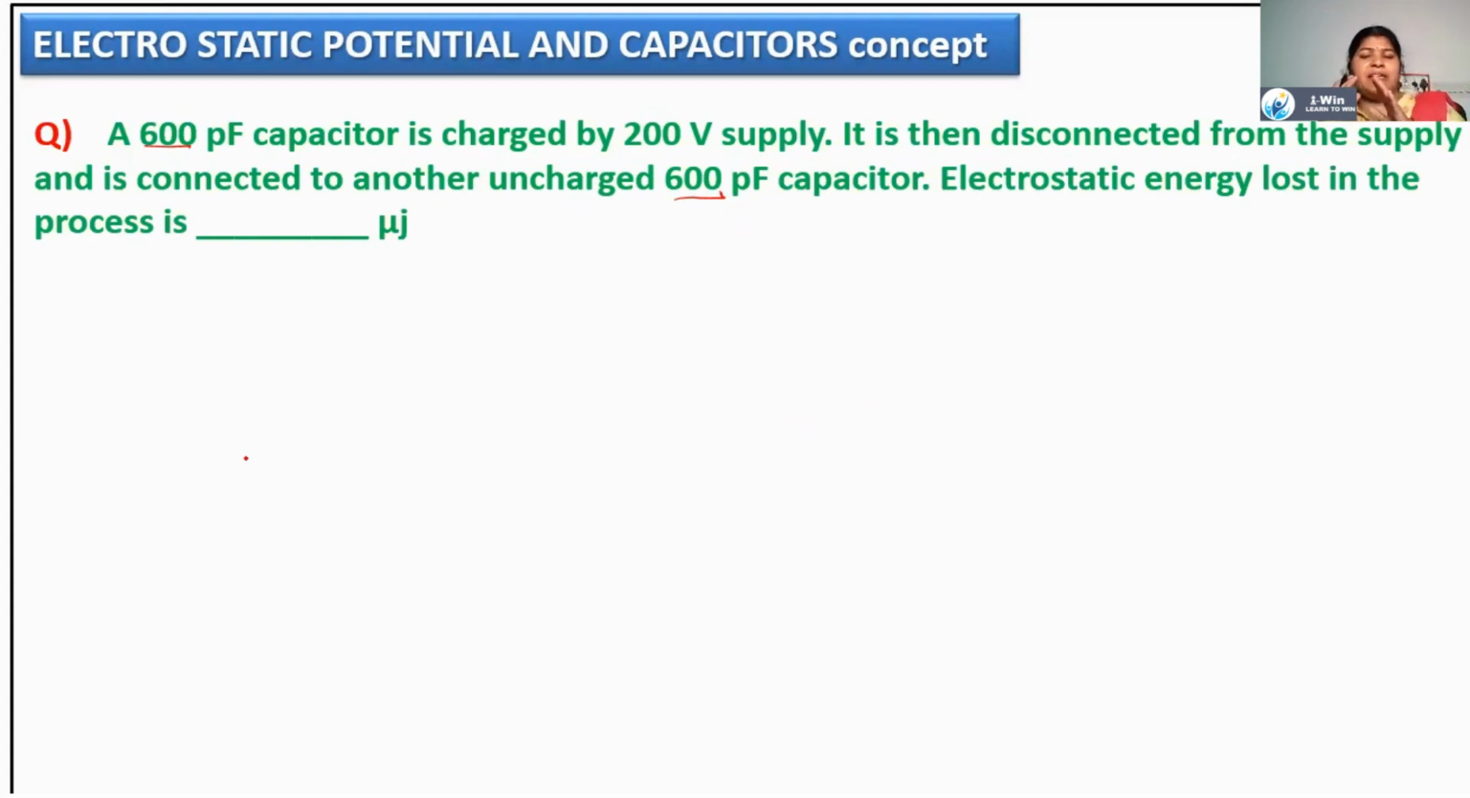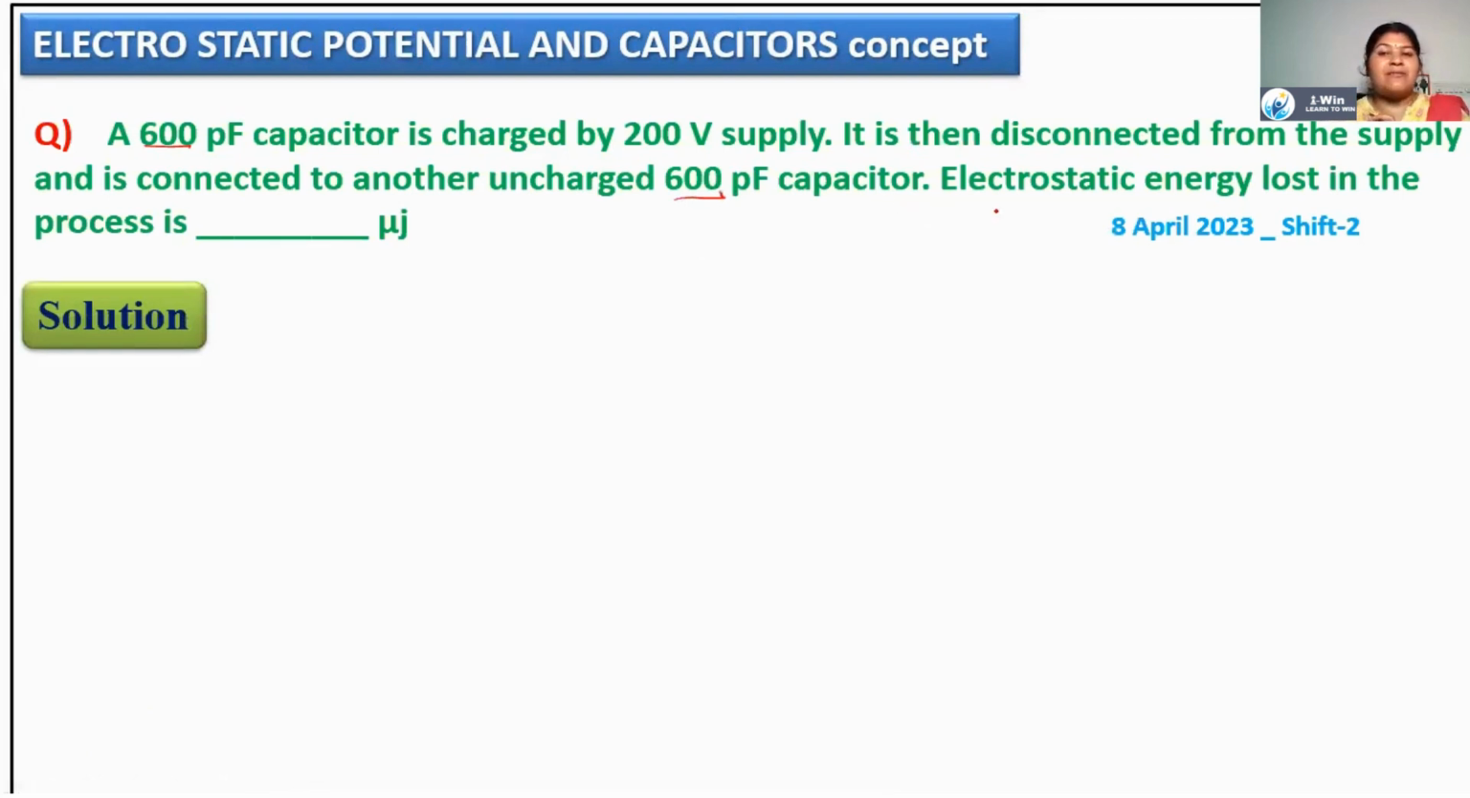This is basically an integer type question. This question appeared in the 8th April 2023 JEE Mains shift 2, so it is a previously asked question. To solve this problem, first we need to identify what is being asked. The question is the electrical energy loss, so we are simply going to calculate the loss of energy.